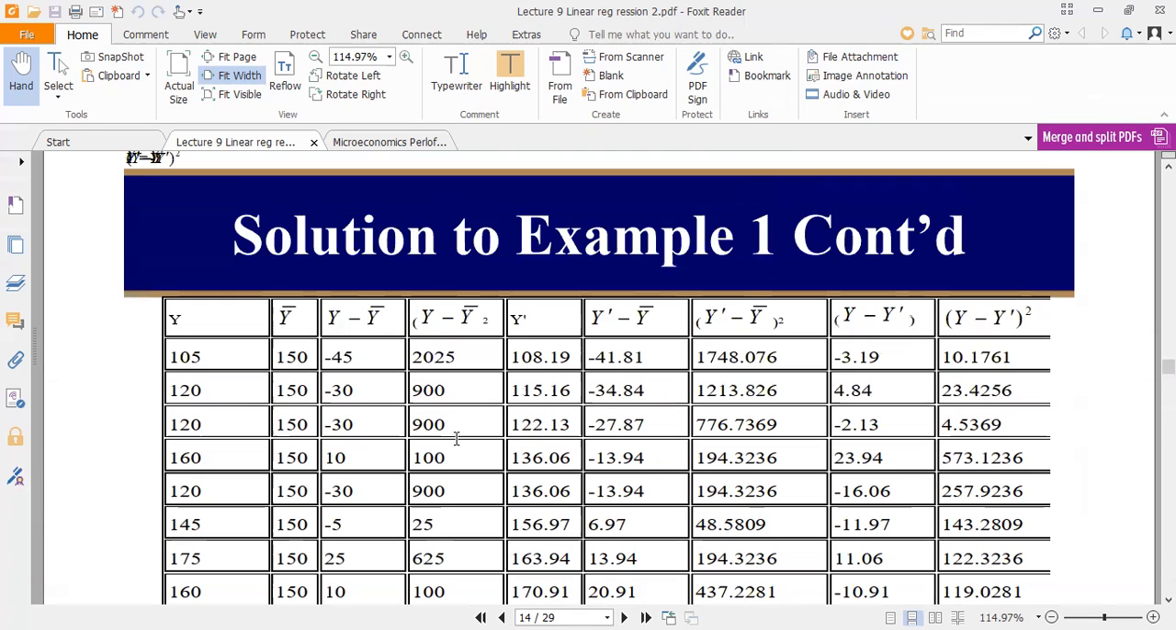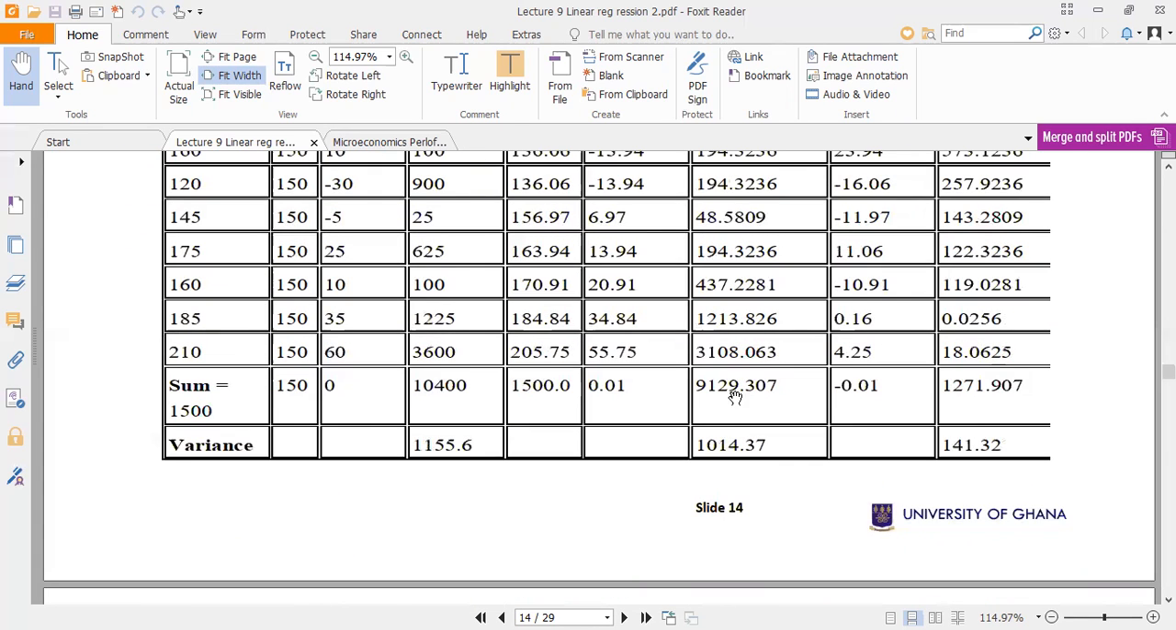Then let's move on to the RSS. You need to find your estimated values of Y. So you take your X and put it in the regression equation. Pick all the observations of X and put them into the regression equation to find your Y prime. After finding your Y prime, we need Y prime minus the mean of Y. So you subtract 150 from the Y prime for all the observations. After finding Y prime minus the mean of Y, we need the square. So Y prime minus the mean of Y squared. You square all these values. After doing that, when you find the sum, that gives you your RSS, the regression sum of squares.